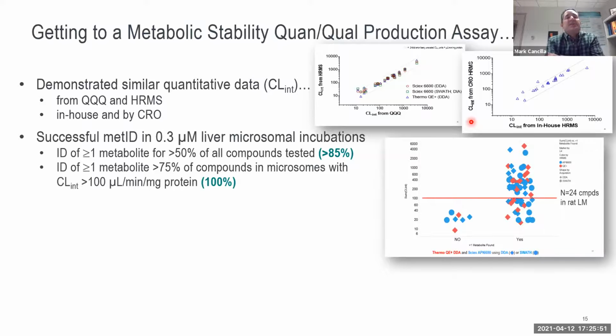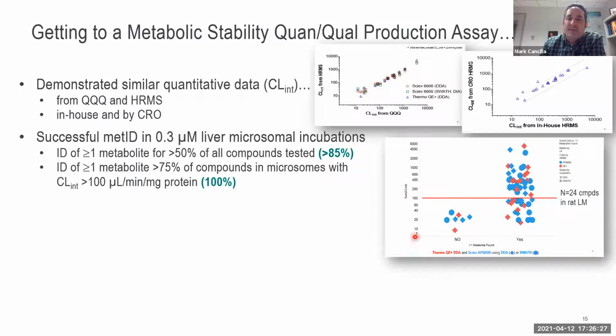And then the next question was, can we successfully do MetID at 0.3 micromolar, where historically we ran everything at 5 for the qualitative assay, if you can remember. So what this graph is showing was a couple of things that we wanted to show. Can we get a metabolite identification of greater than 1 metabolite for 50% of the compounds tested in total? And here what this graph is saying, did we identify a metabolite? Yes or no? This is the total number of compounds in this test set.